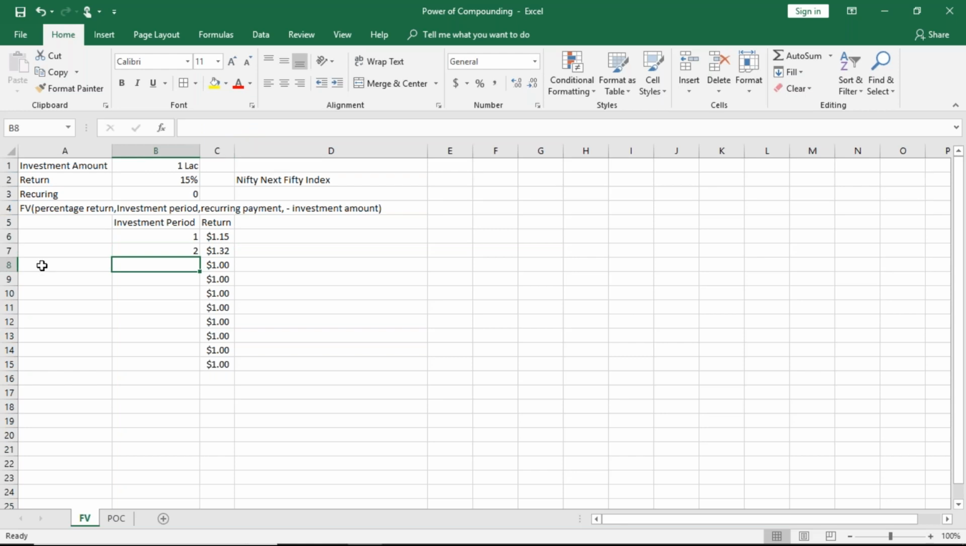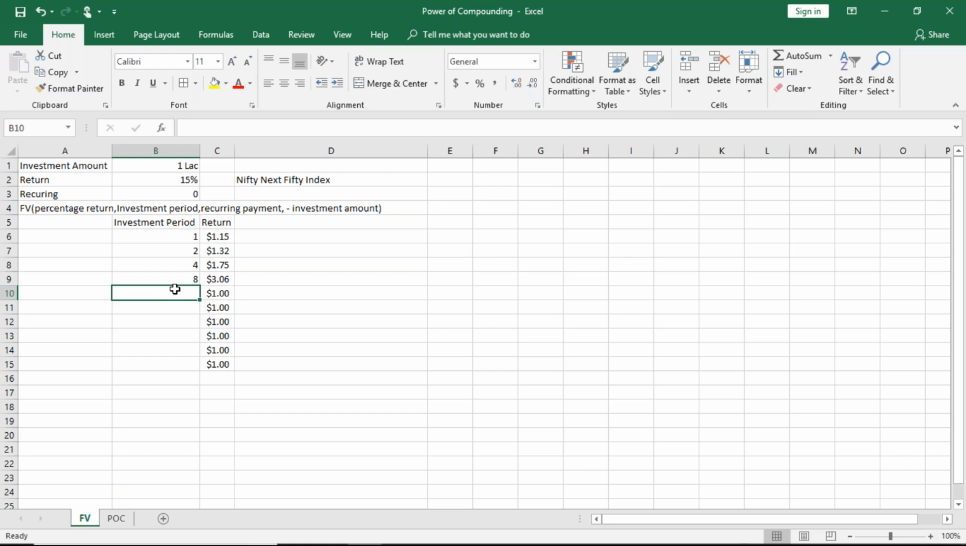In similar lines, if I keep my 1 lakh in the market for 4 years, it becomes 1 lakh 75,000. As you see, my 1 lakh is now nearing double, 1 lakh 75,000 being close to 2 lakhs. If I keep it for 8 years, it almost triples. So it becomes 3 times my actual value.